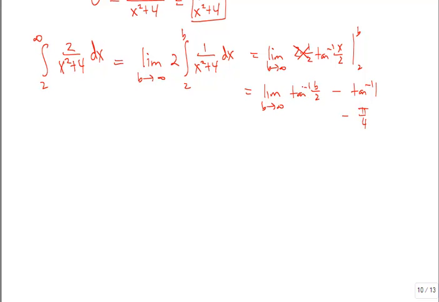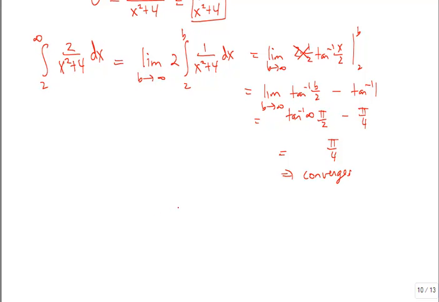And then over here, we did this earlier today. What angle, when you take the tangent of it, is going to give you infinity? Because when I plug in b going to infinity, this is acting like the inverse tangent of infinity. So what angle, when you take the tangent of it, gives you infinity? That's positive pi over 2. So pi over 2 minus pi over 4 is positive pi over 4, which all we really care about is the fact that that's a finite value, which means that this converges.